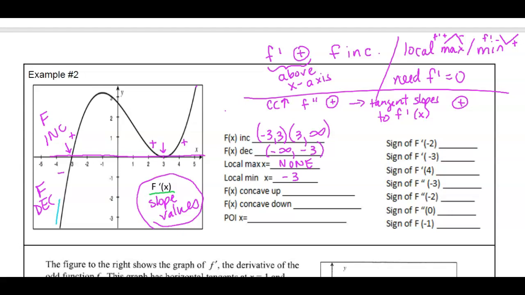All right, so I'm going to draw in blue my tangent slope. So this I'm measuring for f prime. All of these slopes are positive until we get to about right here. That means that f prime is equal to 0. So I know my tangent slopes to f prime, which makes it f double prime, are positive from -infinity to -1. And I'm also positive right here on my tangent slopes from 3 to infinity.